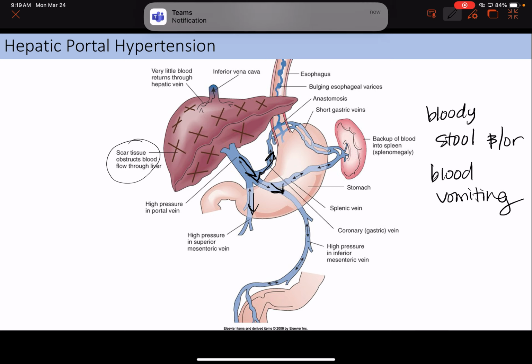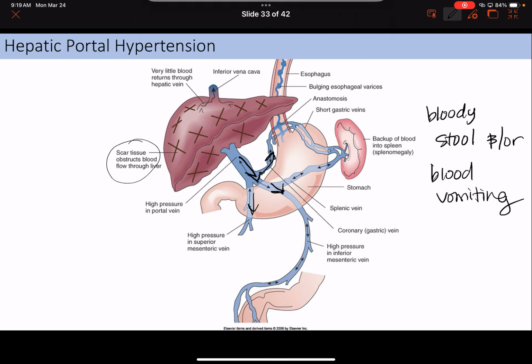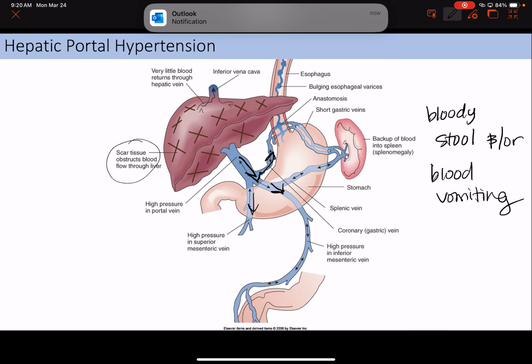Because it backs up to where it came from, so the spleen and the small intestine, large intestine, and the stomach. And then that blood has to go somewhere. A lot of times it will escape to the veins of the esophagus, causing varices or extended veins, and then they can burst and cause bleeding in the esophagus. Or the same thing down the intestines and into your feces, and cause bloody stools as well.